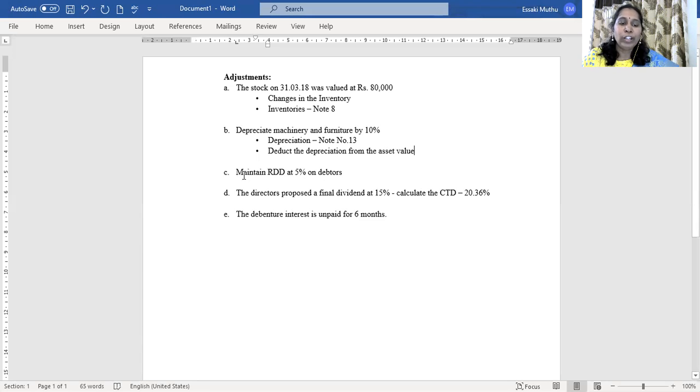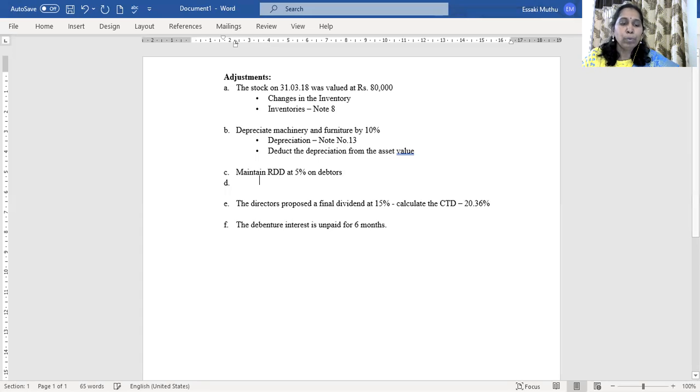Next, we are moving into reserve for doubtful debts. This is also one of the important adjustments. Always it will be given in the problem. Okay, reserve for doubtful debts. Doubtful debts, bad debts, they may use any word. It is given in short form RDD, that is reserve for doubtful debts, or sometimes they will give RBD, reserve for bad debts. So all are the same.